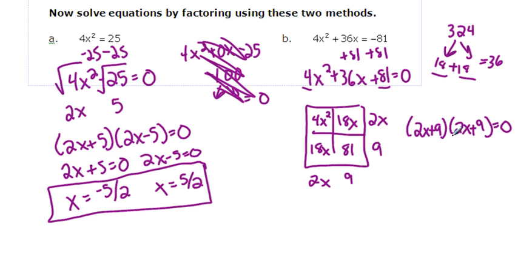Now if you notice, these are the same terms, so if I solve them, I should get the same answer. So I'm going to only solve one of them. I would subtract 9 and divide by 2, so I get negative 9 halves.